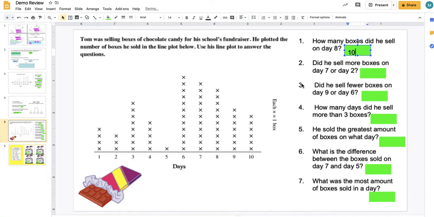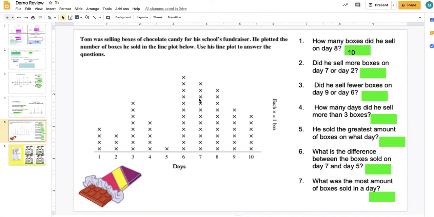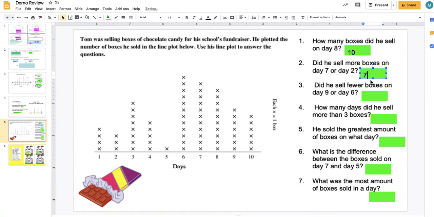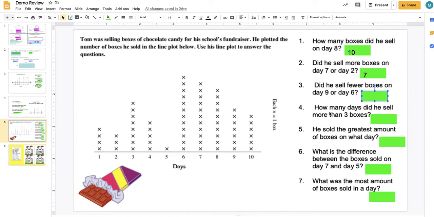Did he sell more boxes on day 7 or day 2? Here's day 7 and here's day 2. We can clearly see on day 7 he sold more. Did he sell fewer boxes on day 9 or day 6? So we're looking for less because fewer means less. Day 9 is less or fewer, so day 9.